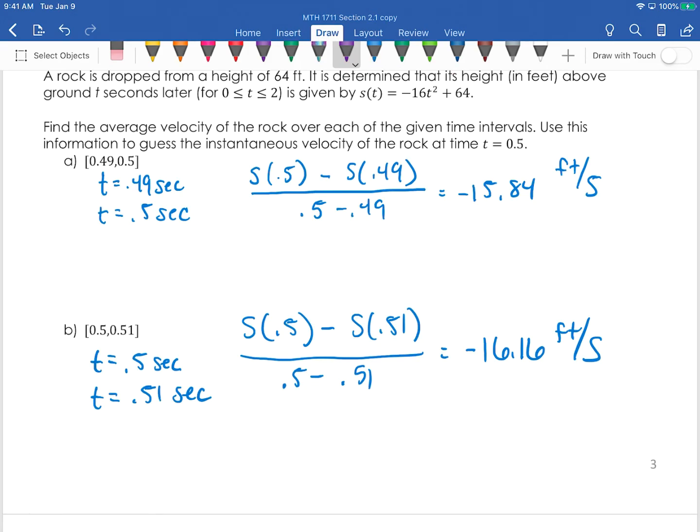So the instantaneous velocity has got to be somewhere between negative 15.84 feet per second and negative 16.16 feet per second. A good guess for the instantaneous velocity at 0.5 seconds, just at that one instant, would probably be negative 16 feet per second.